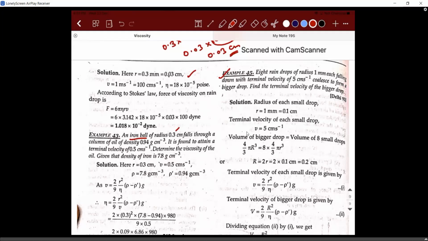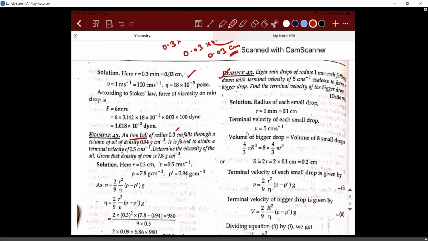So what is happening? How many raindrops are there? 8 raindrops of each 1 millimeter radius are falling down with a terminal velocity of 5 centimeter per second. Right? When they get combined, what will happen? What will be the radius of the bigger drop? Will it be 8 times 1 millimeter? When will it become 8 times 1 millimeter?